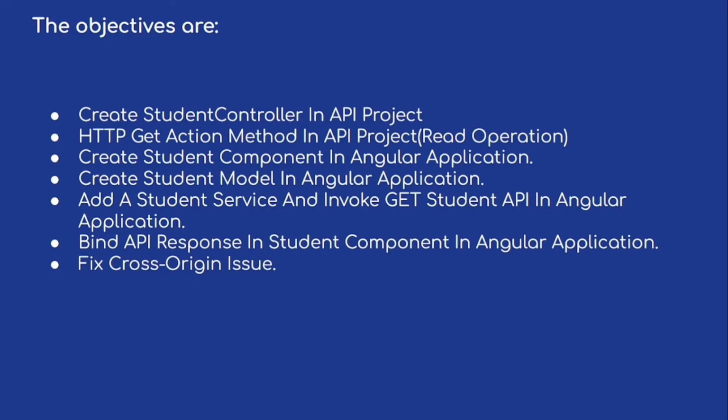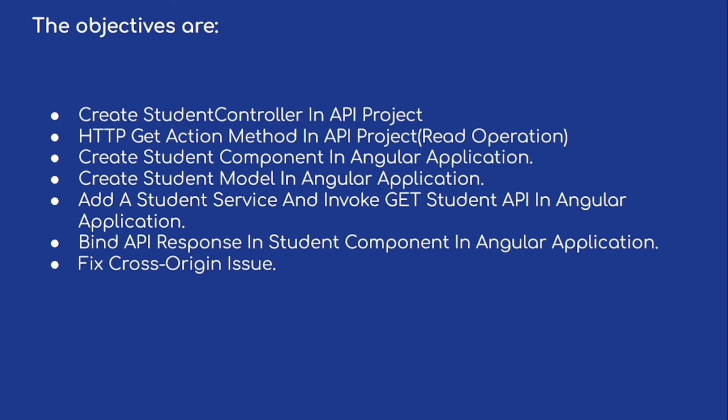So now our objectives are creating the student controller in the API project, and creating an HTTP GET action method in the API project for implementing the read operation. Read operation means fetching the data from the API. Next, we are going to create a student component in the Angular application, and a student model. This model is for capturing the response data from the API in the Angular application.